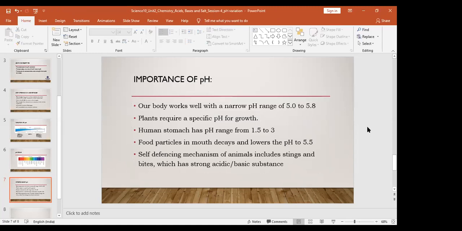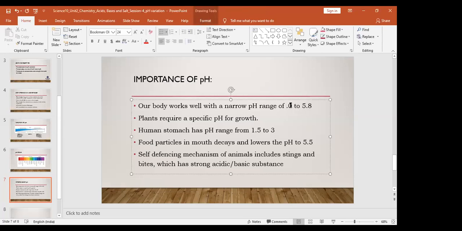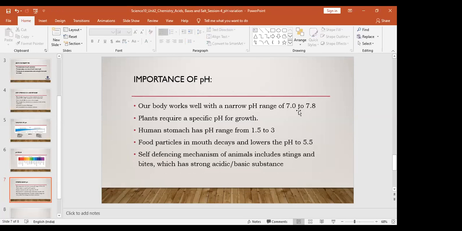Now, am I clear on all these points of pH? Anyone having a doubt? Yes, ma'am. In the PPT, it is written that our body works well within the range of 5 to 5.8, but in the book, it is written 7 to 7.8. Sorry, I typed it wrong. Correct. Okay, Farhan?